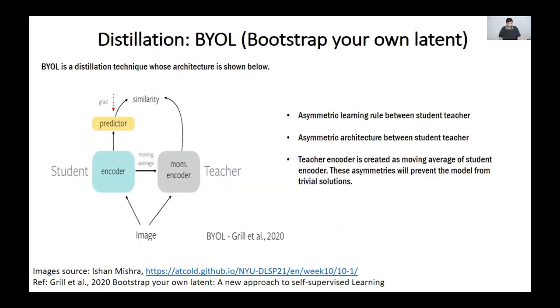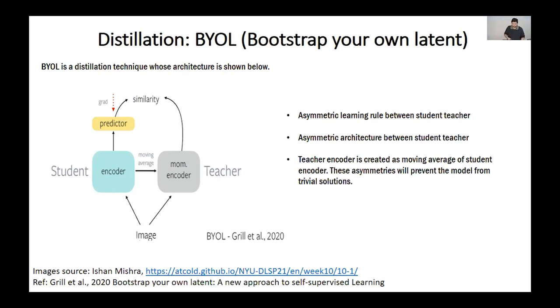The third method is distillation. Bootstrap Your Own Latent is a distillation-based architecture. As you can see, there is a student and a teacher. The goal of the student is to mimic the predictions of the teacher. Given a teacher, which is an average model, we try to distill the knowledge of the teacher into the student network. Given an input image, the teacher and student both make predictions, but the student's goal is to mimic what the predictions of the teacher are.